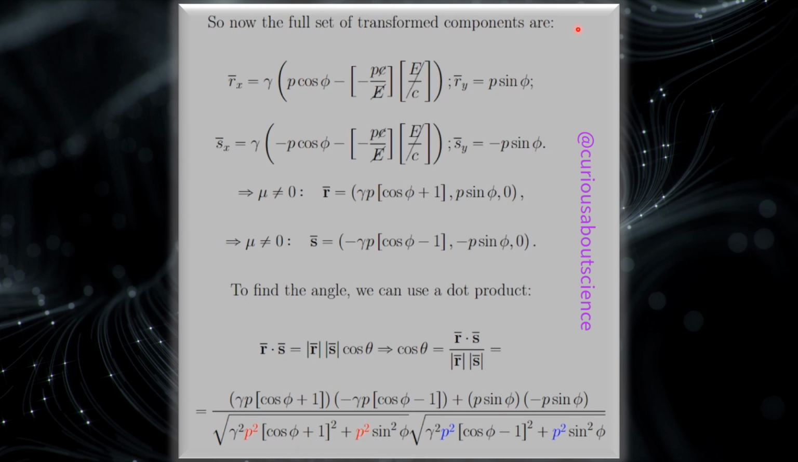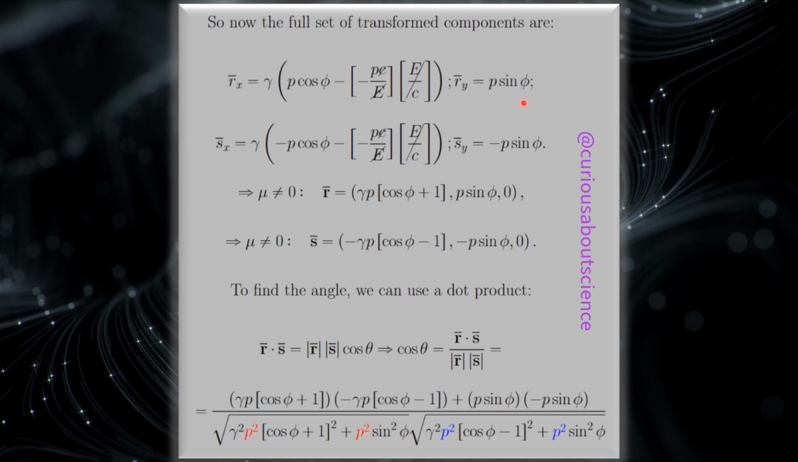Now, what we need to do is write out the full transformed coordinates. So now that we see the full set, we have r bar x is equal to gamma, p cosine phi, and then we have the beta term here, and then times what the 0th component was. The reason why, again, we cancel E, cancel C on both of them. And we're just left with r bar y equal p sine phi.